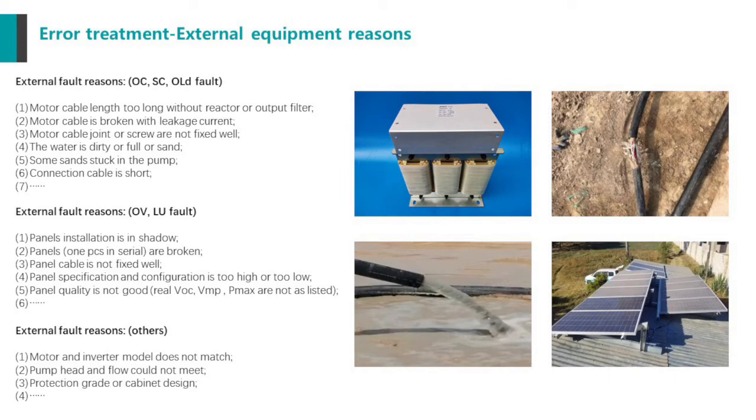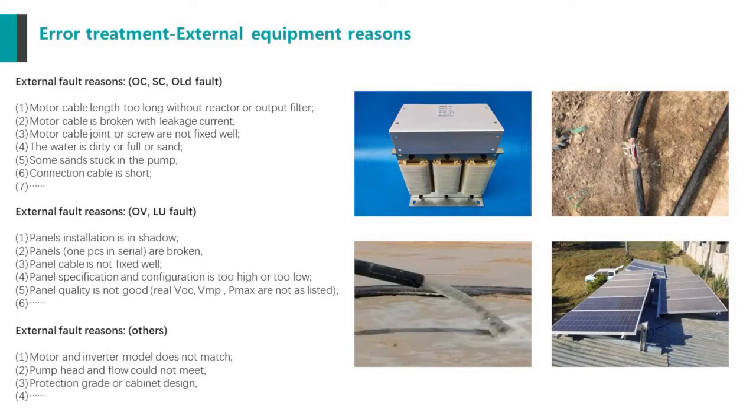For the OU and LU fault, usually we consider it is the input power side has some problem, like if the solar panel installation is in shadow or one piece in one string is broken. That could cause the whole string of panels to not work normally, and the voltage and power will not be enough and display a low voltage problem. Or if the solar panel is configured too much, it may display an over voltage problem.